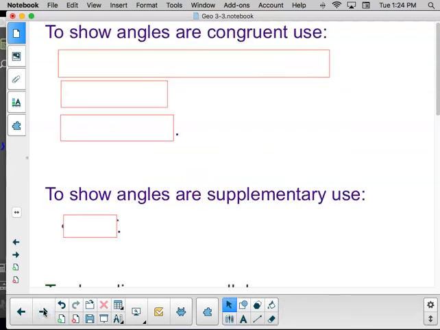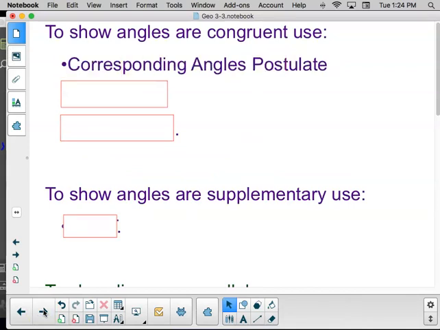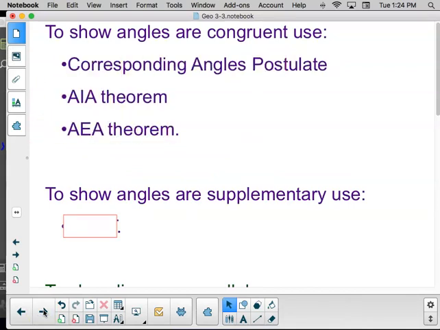So to help shortcut stuff, to show angles are congruent, we've been using the corresponding angles postulate, alternate interior angles theorem, and alternate exterior angles theorem. Okay? So that's the first stuff that goes in that first box. Now, to show angles are supplementary, we've used the same side interior angles theorem. Well, yeah, that's what we did yesterday in section 3-2.